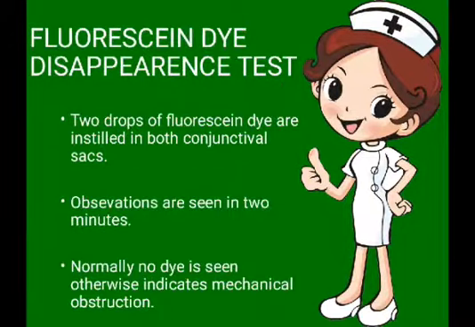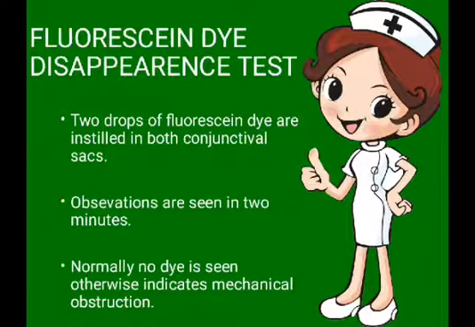Let's move to the third test, which is the fluorescein dye disappearance test. This test is done with the help of these steps. First, 2 drops of fluorescein dye are instilled in both conjunctival sacs. The conjunctival sac is present inside the lower eyelid, where the eyelid and the eyeball attach. There is a space which is present and it is known as the conjunctival sac. Two drops of fluorescein dye are instilled there, and we observe within 2 minutes.